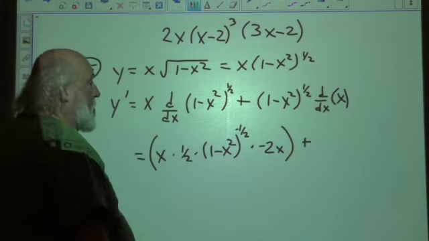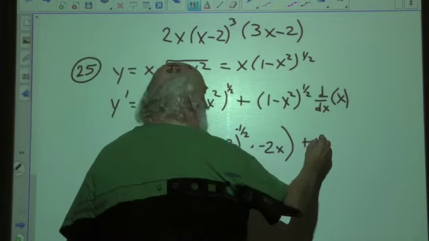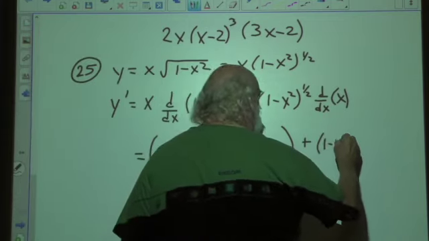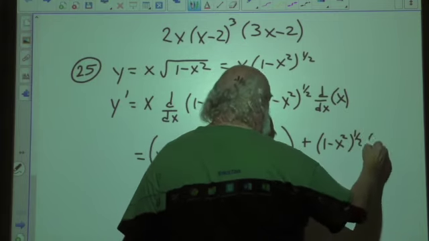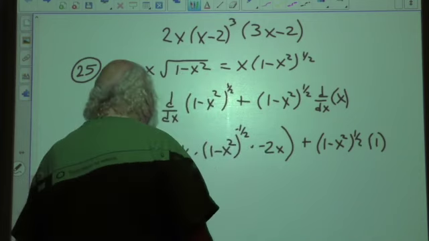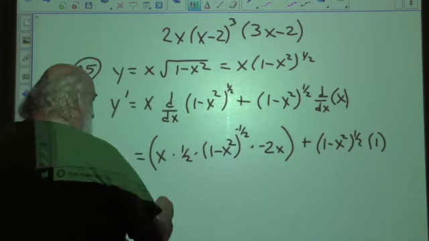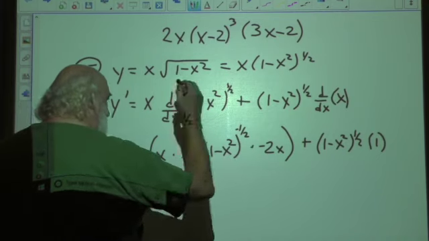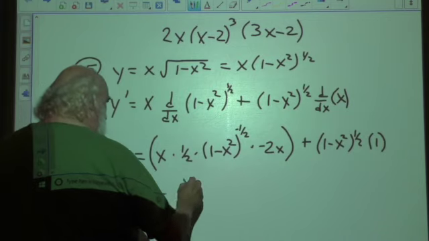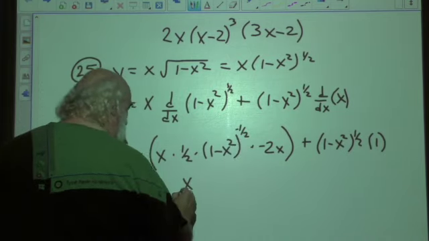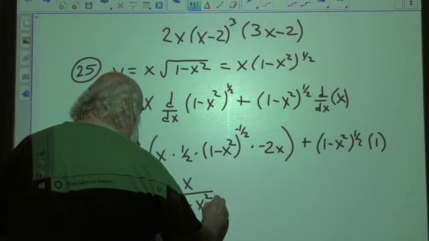Plus, now you go over here and you write down 1 minus x squared to the 1/2 times the derivative of x, like we said, is 1. So let's clear this nonsense out over here. This 1/2 times negative 2 is negative 1, so I'm going to put a negative sign there again. And this is going to be x, and it's a negative 1/2, so I'm going to put 1 minus x squared to the 1/2 power here.